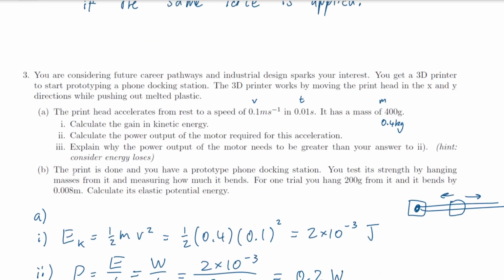Alright, and part B, the print is now done, and you have this prototype. Wonderful. But you take physics, and you're interested in engineering, so you want to test its strength before you move on. And you do this by hanging masses from it and measuring how much it bends or deflects. And for one trial, you hang 200 grams from it, and it bends by 0.008 meters. Calculate its elastic potential energy.